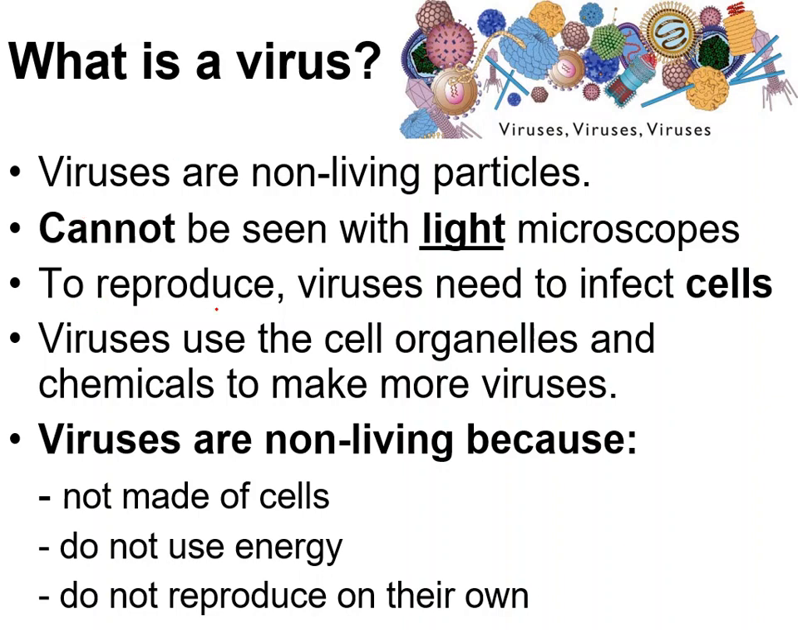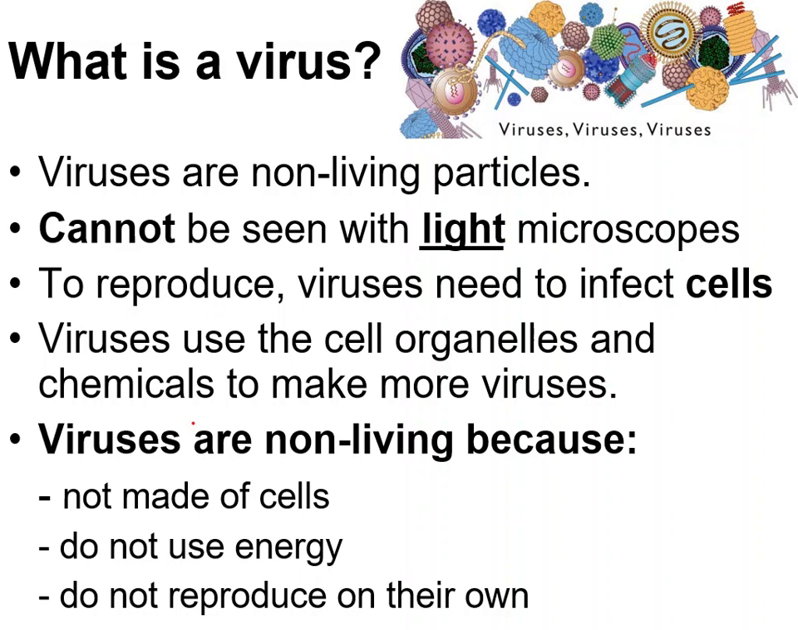To reproduce, they need to infect cells. They don't have their own machinery to make copies of themselves. They have the DNA or the RNA, but they don't have the ribosomes, for example, to make viral protein, right? They have to infect cells, hijack their ribosomes and their machinery to do it for them, right?